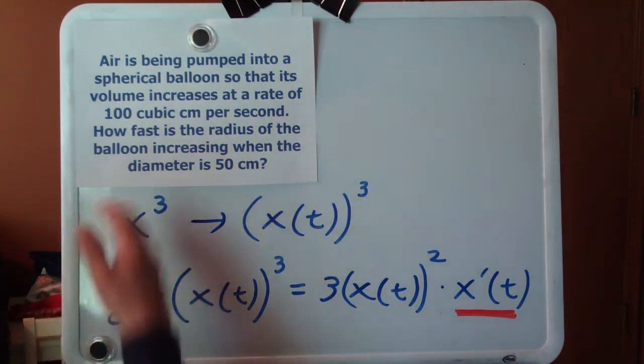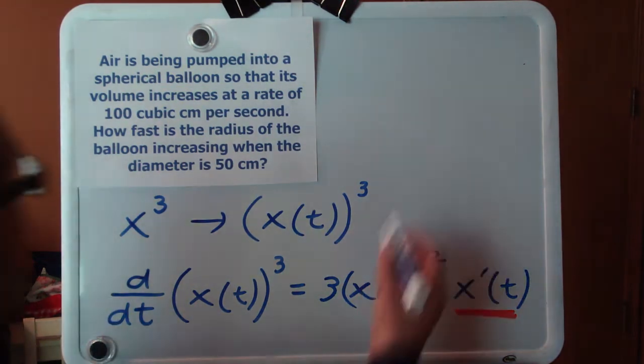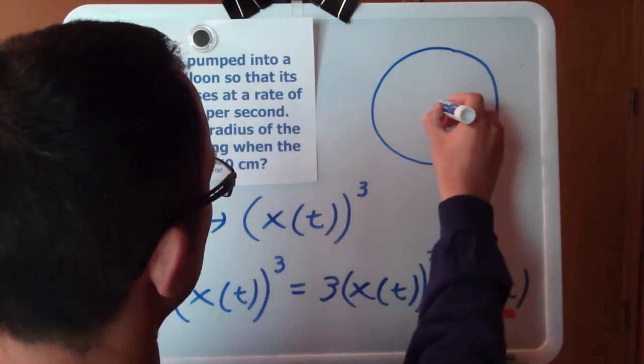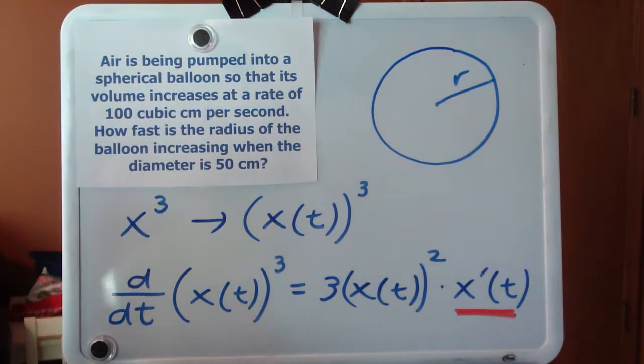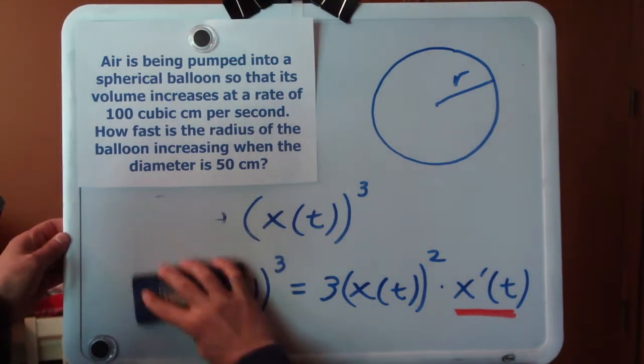So we might want to draw a picture of the scenario. We might want to write down the information that we have, the common things that we typically do in math word problems. So we have a spherical balloon, and it is changing. The radius is changing, and the volume is also changing, and we should write down some of the important information here.